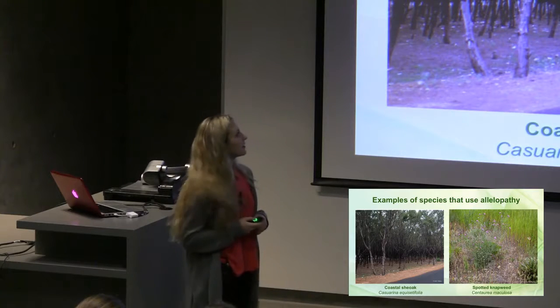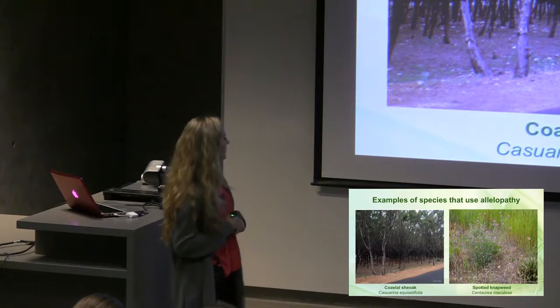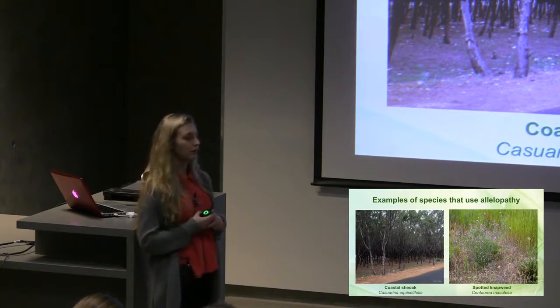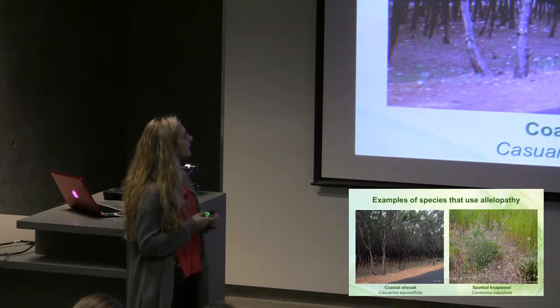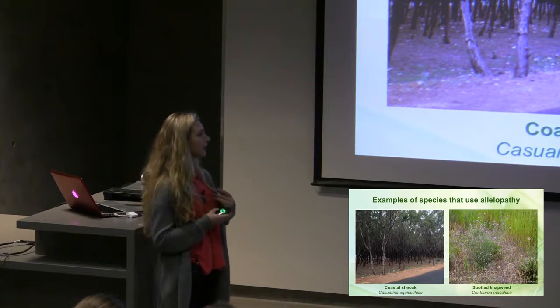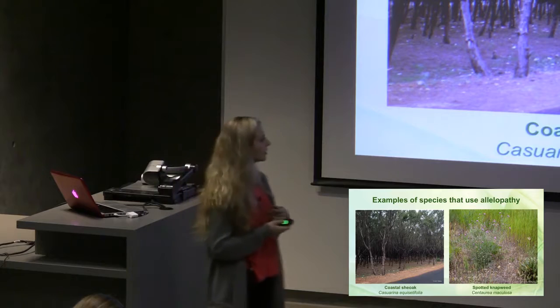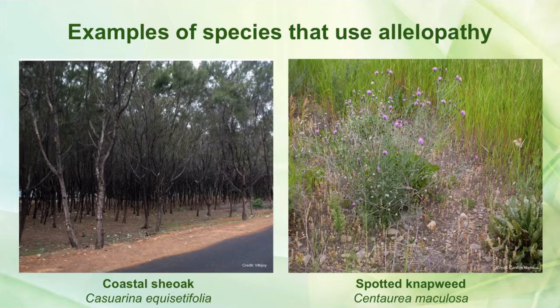So these are some examples of species that use allelopathy. Here on the left, we have a coastal sheoak, which is native to India, and it uses a leaf way of transferring allelopathic chemicals into the soil. On the right, we have spotted knapweed, which is native to Eastern Europe, and it uses a root way of transferring chemicals. And it actually has an allelopathic chemical called catechin that does this.